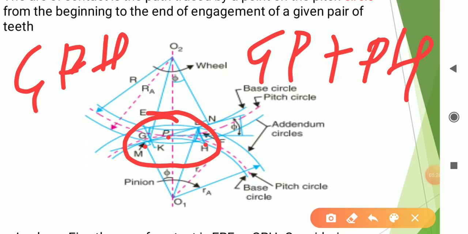First part is length of approach, and second part is length of recess. By adding these two terms, we get the length of path of contact. Similar thing will be here.